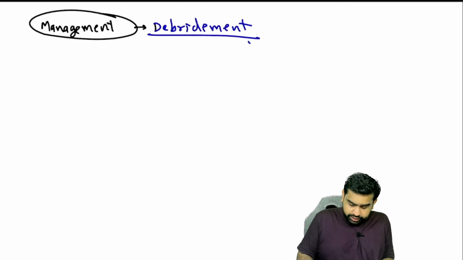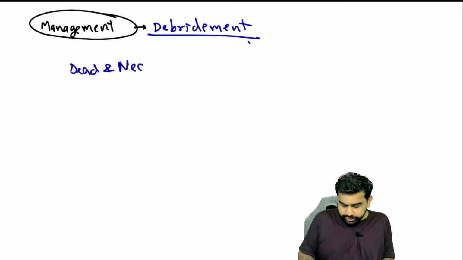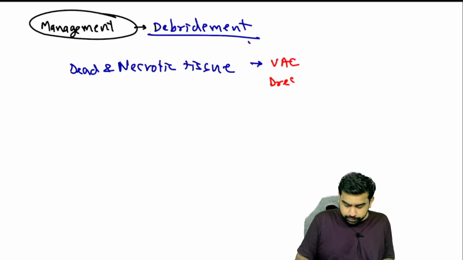And once you have taken out all the dead and necrotic tissue, after that you have to perform a vac dressing. Okay, so what you have to perform is a vac dressing.